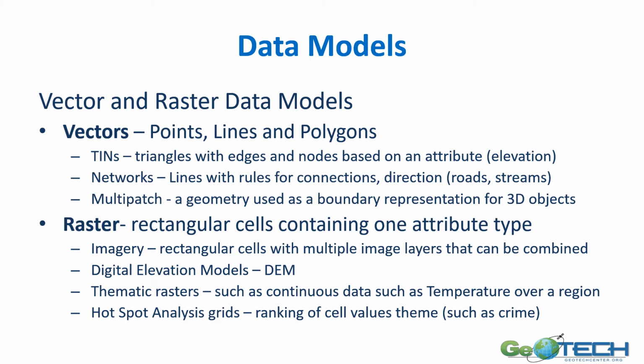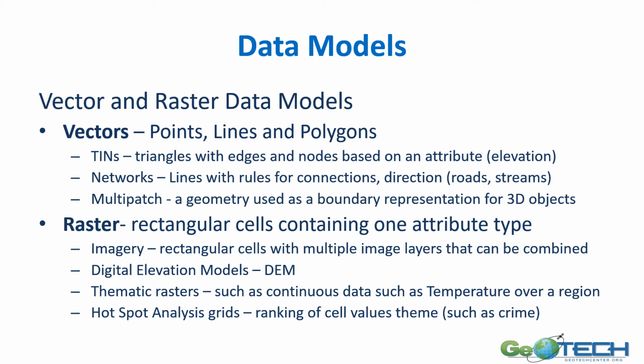Rasters, on the other hand, are made up of regular cells containing one attribute. So they're little square cells, each one with a value in it for some attribute. Imagery comes into us that way. They're regular cells with multiple image layers that can be combined.